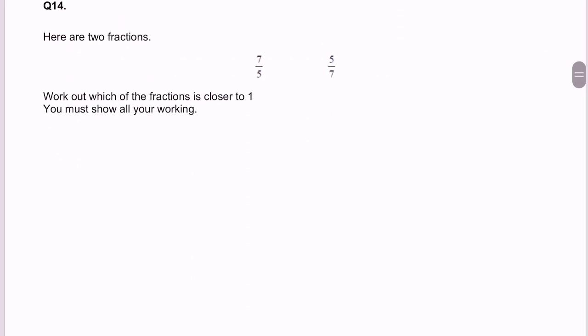Here are two fractions. Work out which of the fractions is closer to 1. You must show all your working. Now, for this one, you can possibly find the common denominators. So let's multiply this by 7. That gives us 49 over 35. This by 5, this by 5, which is 25 over 35.